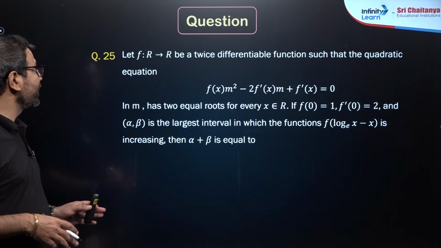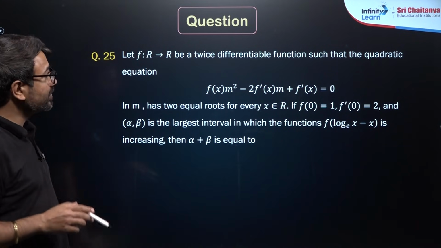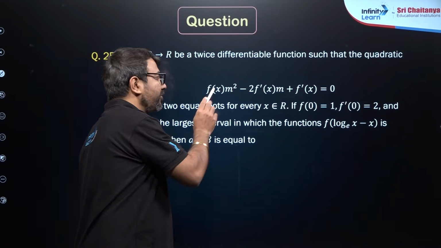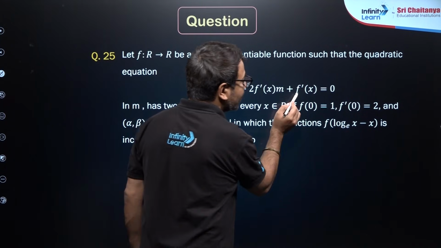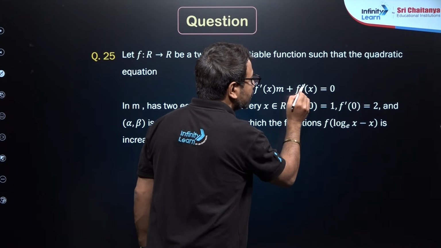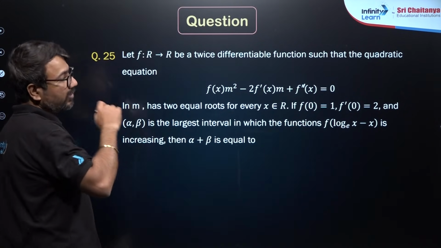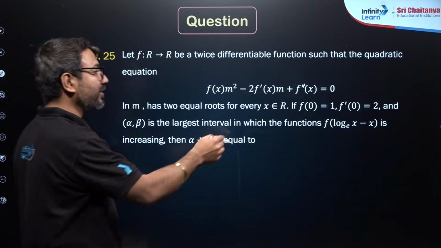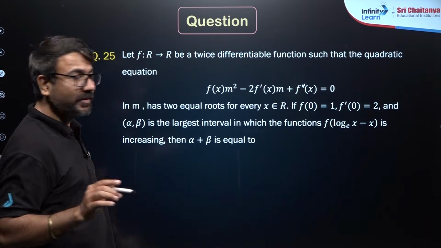So let's solve this 25th question. Let f from real to real be a twice differentiable function such that this quadratic equation f(x) m square minus 2f dash (x) m plus f double dash (x) is equal to 0 has 2 equal roots. And they have given the f of 0 value, f dash 0 value and alpha beta. So how will you handle this?